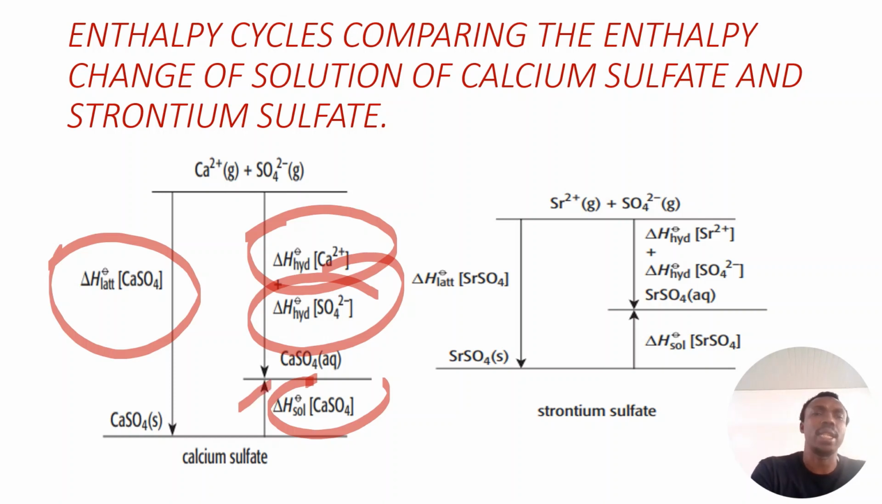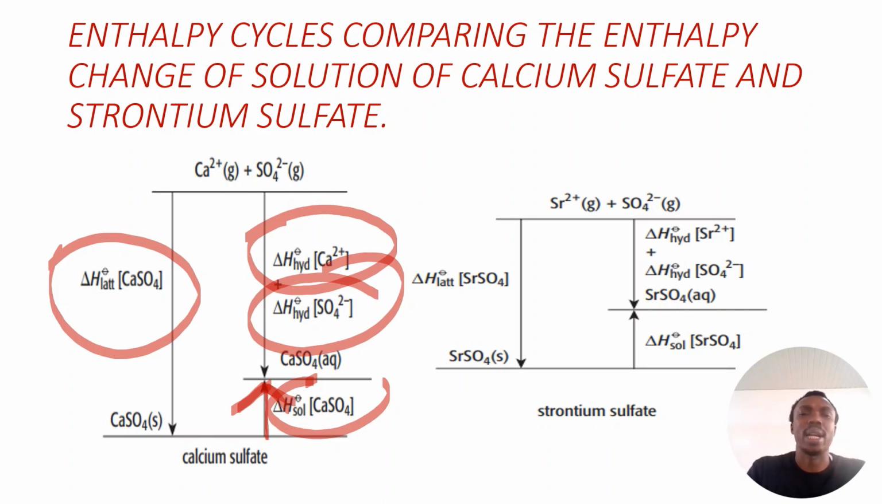If you look at the direction of the arrow, that indicates that the enthalpy change of solution is positive, which is an indication that the group 2 sulfate is insoluble in water. As you go down the group, group 2 sulfates become less soluble. That means their solubility in water decreases as you go down the group, because the enthalpy change of solution becomes more endothermic. As you can see, the arrow is moving upward, indicating that the enthalpy change of solution is endothermic.